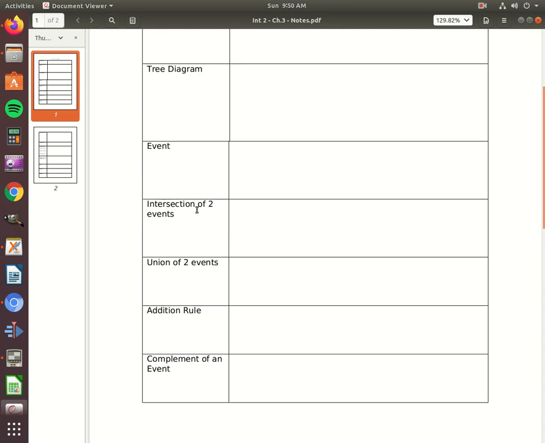But intersections, unions, and complements are 3 vocabulary words we're going to have down. It'd be nice to have the addition rule down too. It's just kind of a shortcut, but you definitely need to know what an intersection is versus a union. The complement, again, is just kind of a shortcut, but understanding the difference between an intersection and a union is going to be crucial.